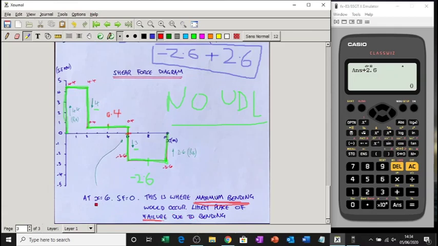So at x equals 6 meters in from here, or 2 from there, look, shear force is 0, so that point there is the maximum bending moment or the minimum shear force.